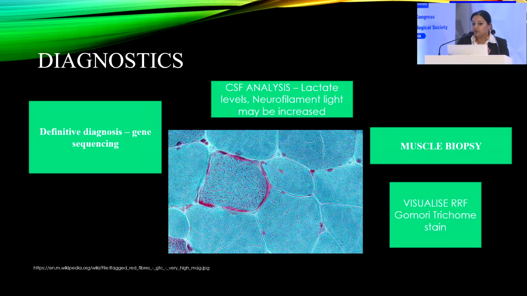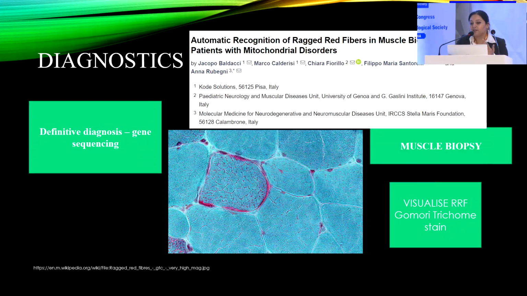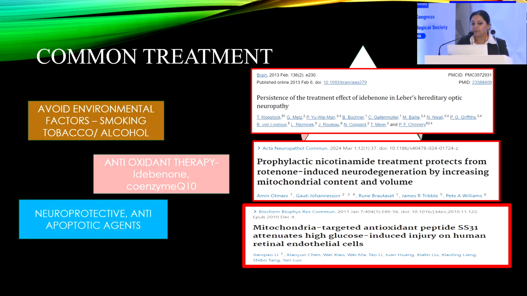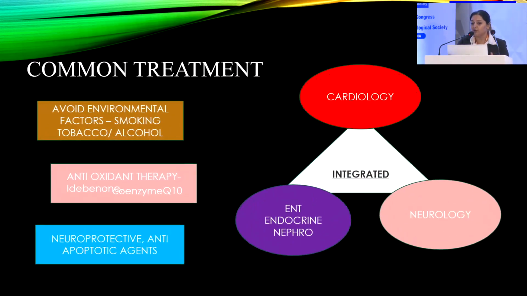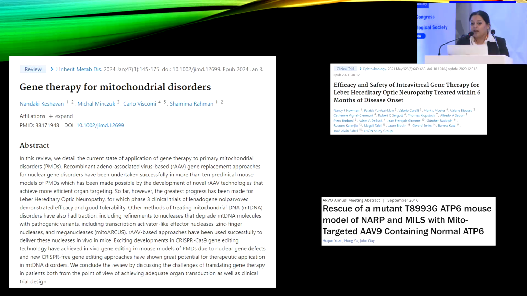One diagnostic tool which helped us a lot, especially in our ophthalmoplegia patients, was the muscle biopsy in the Gomori trichrome stain, showing ragged red fibers. New upcoming technology is coming up to recognize these fibers more easily. The treatment is common for all with an integrated approach, and the upcoming treatment in this is the gene therapy, especially for Leber's hereditary optic neuropathy.